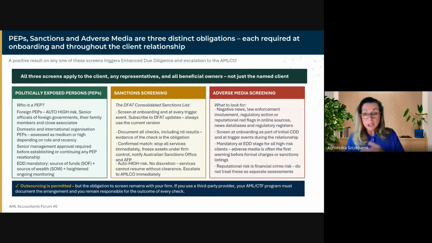If you've got an international PEP on your list, their risk rating automatically goes to high. Do not pass go, do not collect 200. You are high, they are high, and you need to treat them as a high-risk customer. Domestic PEPs, no, they're not automatically high, but they could be higher, and you need to look at them with closer eyes to see if you want to manually uplift their risk rating to high, to do a little bit more closer scrutiny around what they're doing.